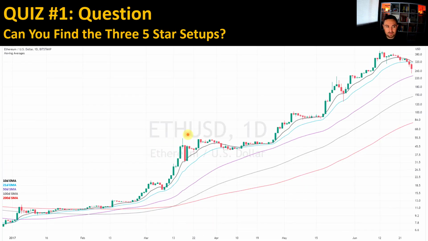So let's do a little bit of a quiz now, okay? We've got ETH. So again, it's commodities, it's cryptocurrencies, it's stocks, it's ETFs, it's timeless. This is visually how supply and demand interact with themselves on leading financial instruments at that moment in time. So ETH, can you find 3 5-star setups on this chart? I think there's 3.